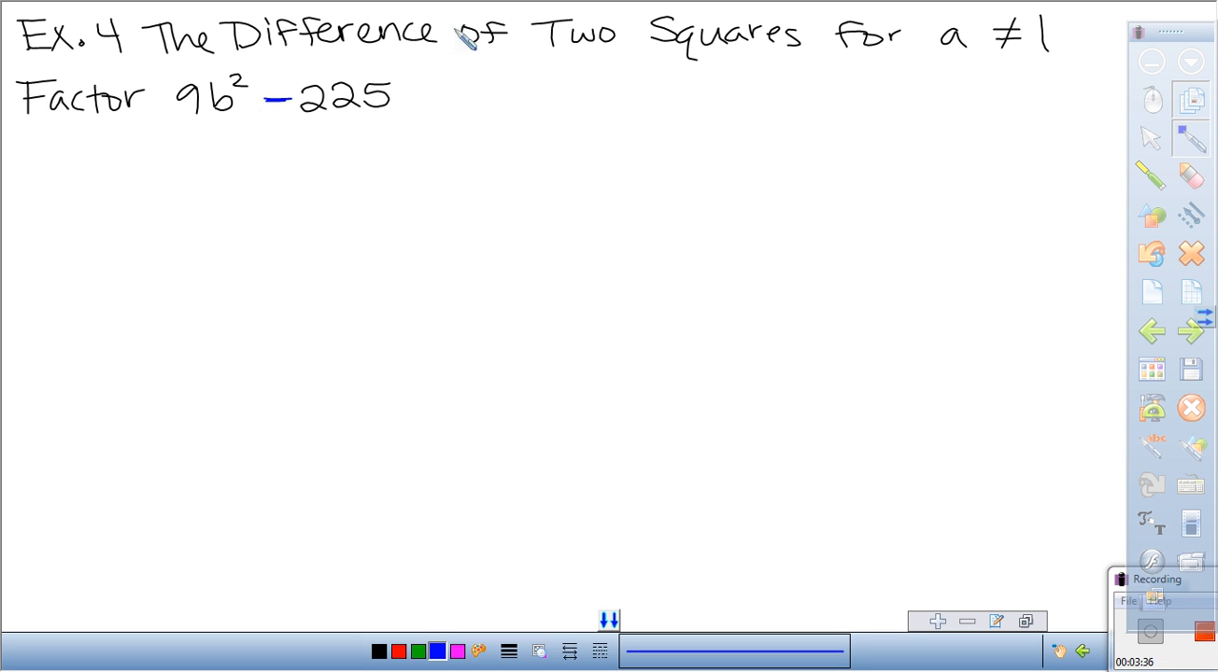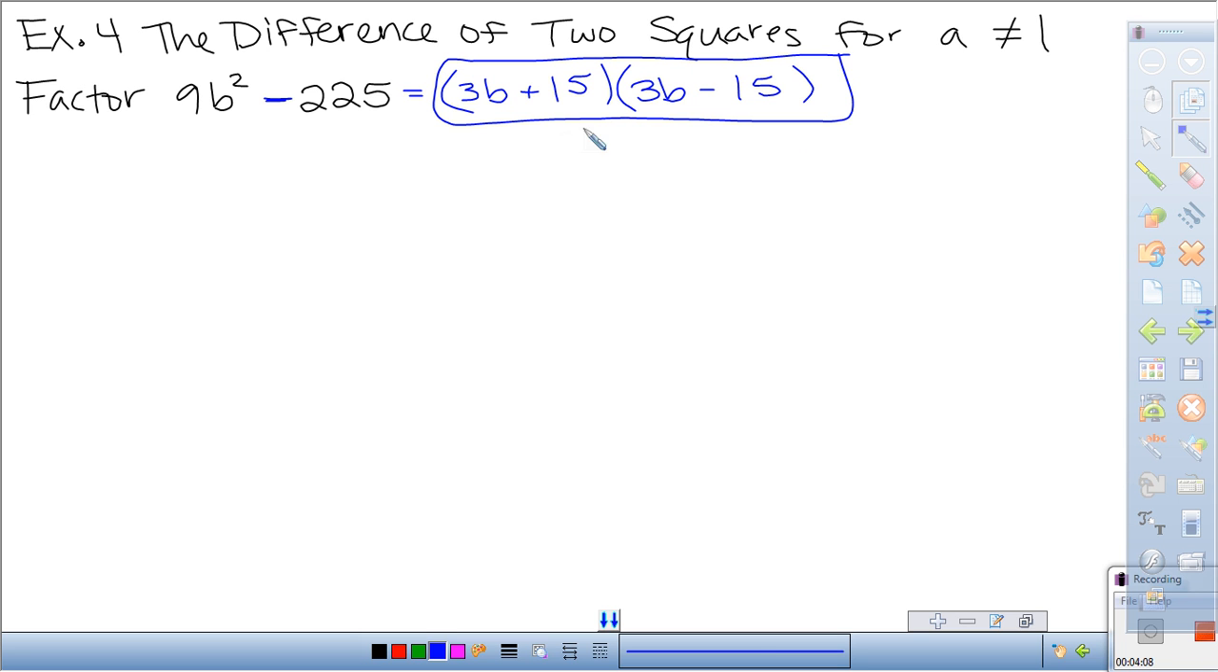So it does fall under the difference of two squares rule, where we know it always factors out to be two binomials, one addition, one subtraction, where we take the square root of the first term, the square root of 9 is 3, the square root of b squared is b, 3b, and the square root of the last term, the square root of 225 is 15, and 15.